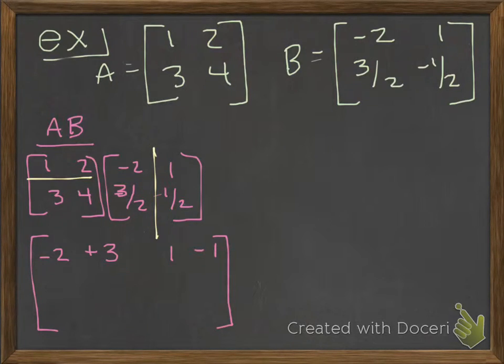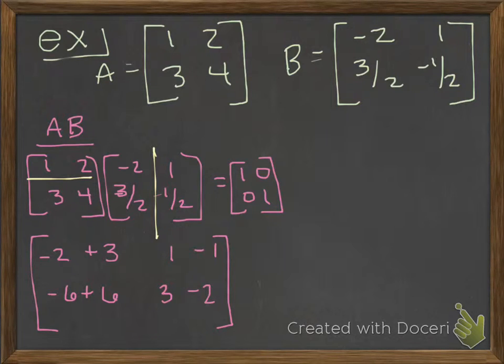Second row, 3 times negative 2 is negative 6. And then 4 times 3 over 2. So 4 times 3 is 12. 12 over 2 is 6. And then the last spot, we're doing row 2, column 2. So 3 times 1 is 3. 4 times negative 1 half is negative 2. So when I multiply A times B together, I get the result of 1, 0, 0, 1.